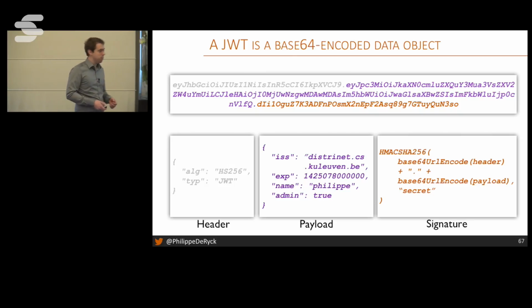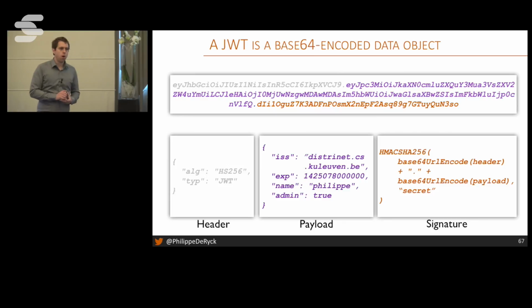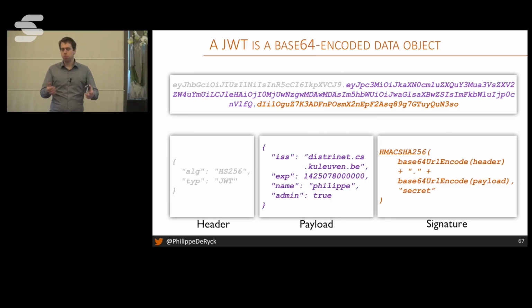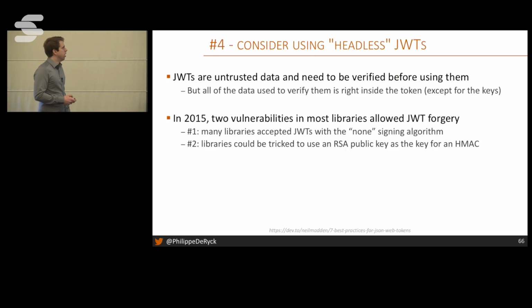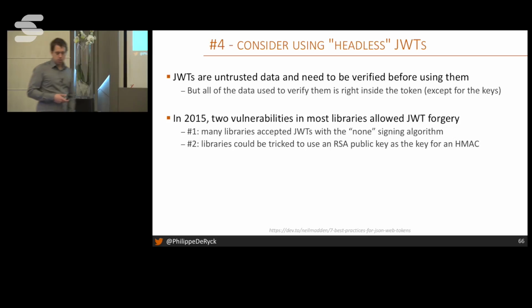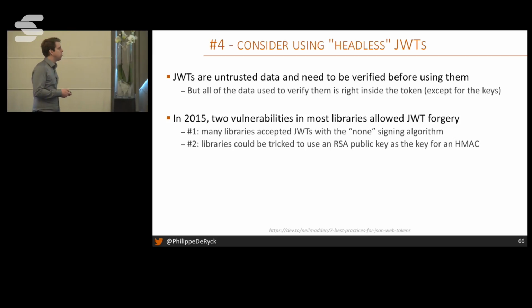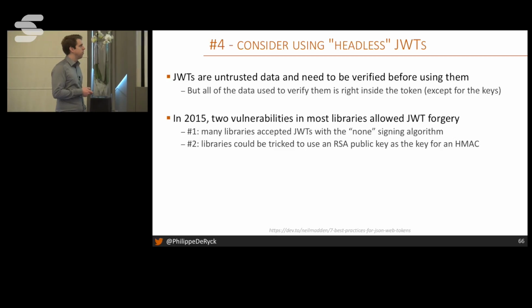But yeah, this happens because there is actually a lot of choice here, and you don't always know upfront what kind of algorithm will be used. And people just overlooked it, and it became a vulnerability. The second part is a bit more complicated, so I'm not going to explain this in detail, but it came down to the fact that you could trick one of these libraries to use a public key as the secret for the HMAC function.